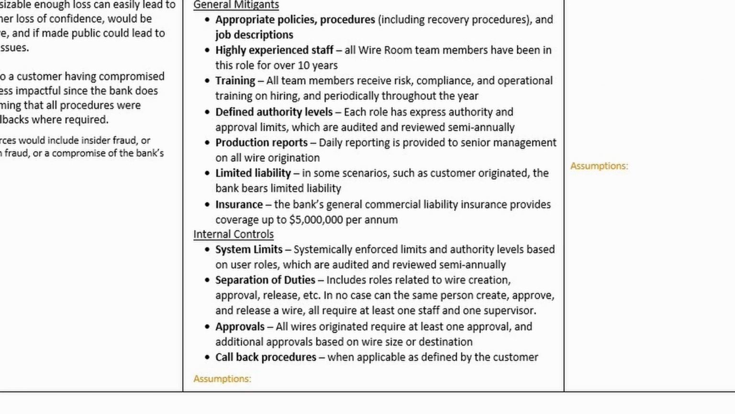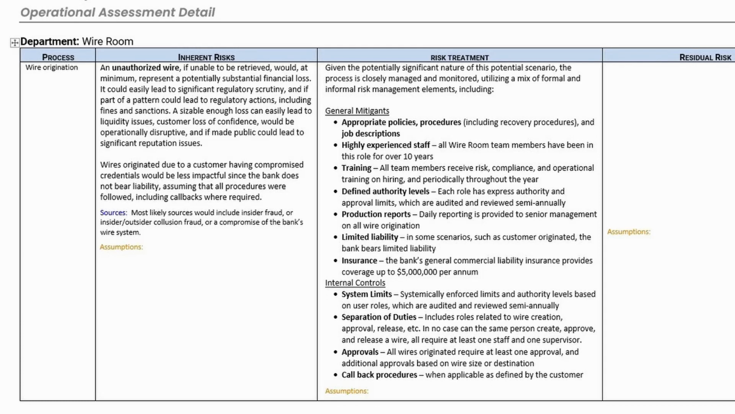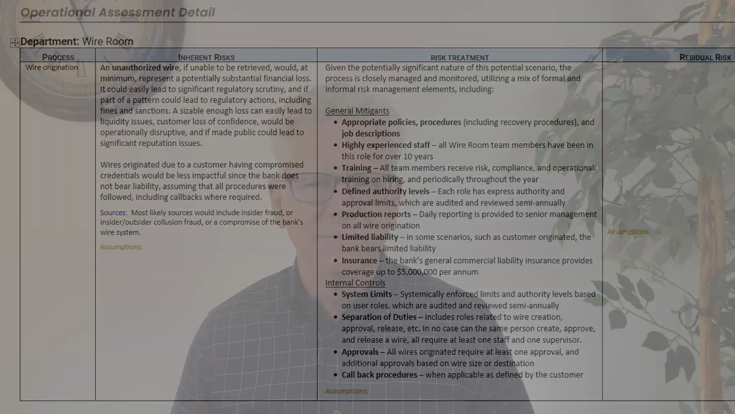So you sort of get the idea. And again, we don't need super deep details here. That's part of our testing, but just trying to get a basic understanding of what's the business's story about what is used to mitigate this risk.